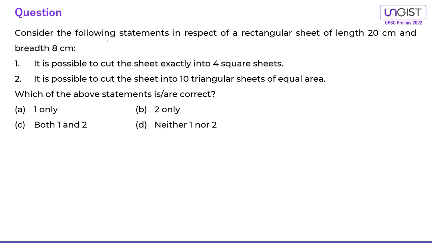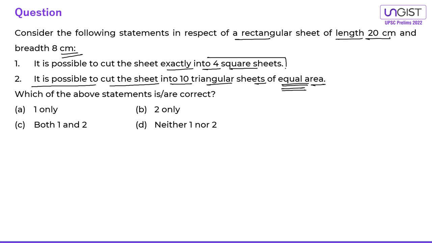Next question says, consider the following statements in respect of a rectangular sheet of length 20 centimeter and breadth 8 centimeter. First statement says, it is possible to cut the sheet exactly into 4 square sheets. Second statement says, it is possible to cut the sheet into 10 triangular sheets of equal area. Guys, please be alert. Here they are saying equal area and here they are saying it is possible to cut the sheet exactly into 4 square sheets.